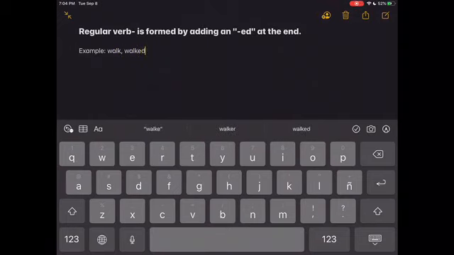But yeah, so we have walk and we have walked. Okay, that's the past tense. And then we have shout, and then we have shouted. It's not that easy to recognize when you're saying it, but it's easier for you to recognize when you see it on paper.